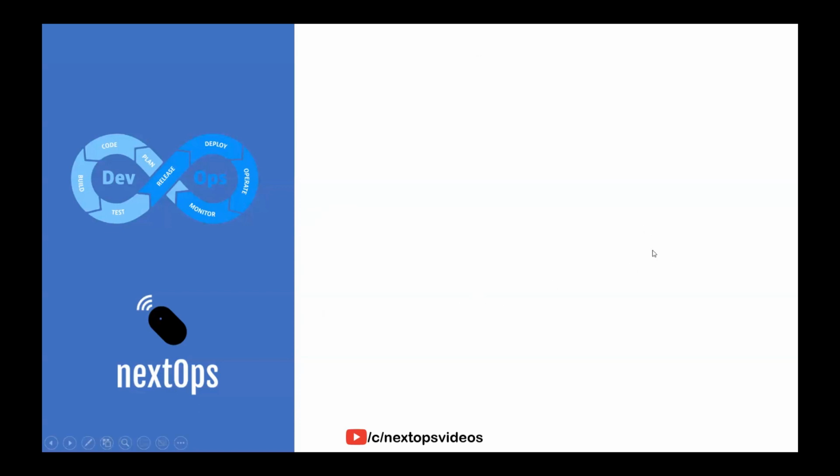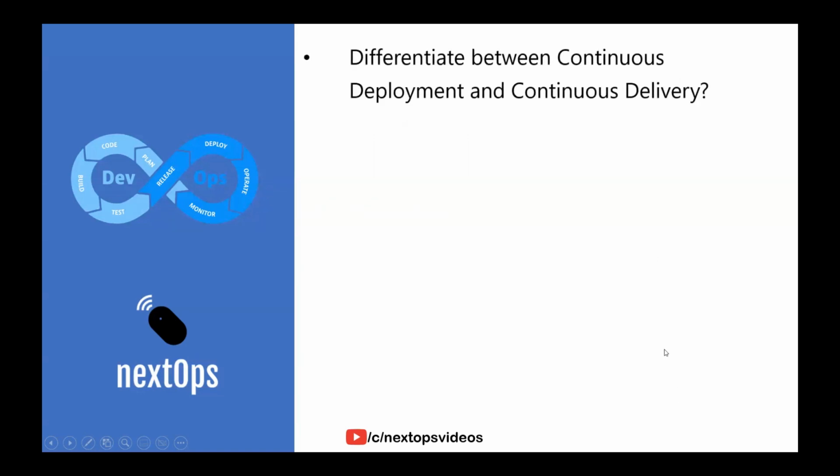That's all it is. Next question is: differentiate between continuous deployment and continuous delivery. I guess this would be the last question for this video. Usually DevOps is referred to as CI/CD. CI means continuous integration. CD means continuous deployment or continuous delivery. Some people call it continuous deployment, or some people call it continuous delivery. So what is the difference between these?